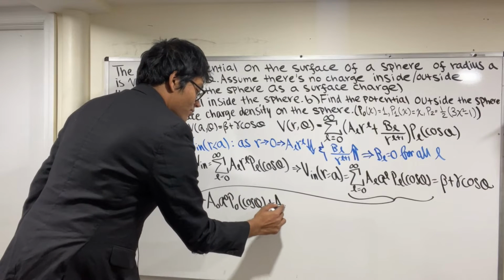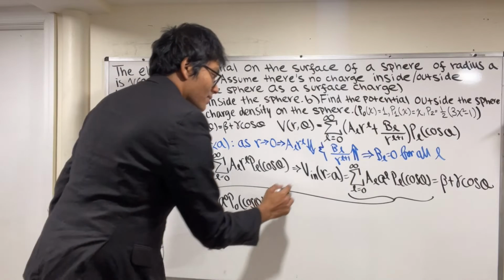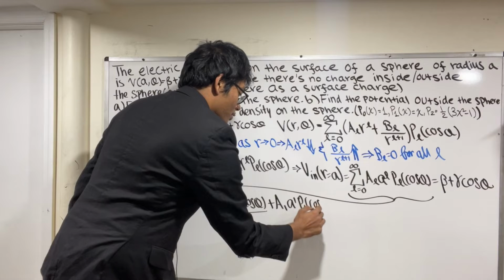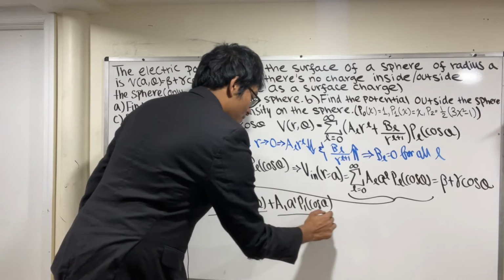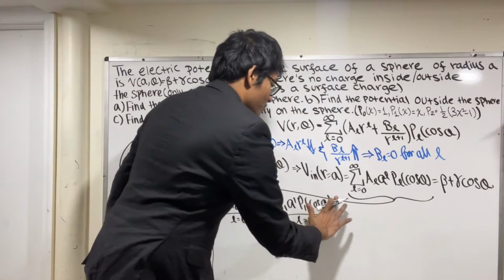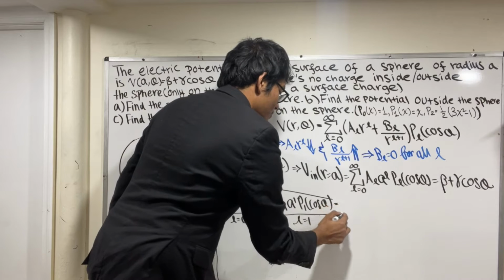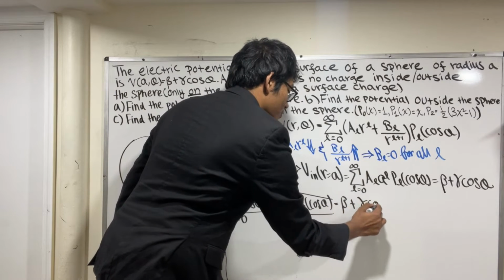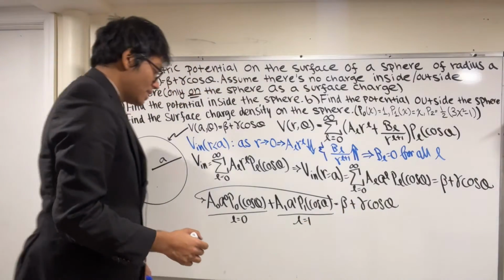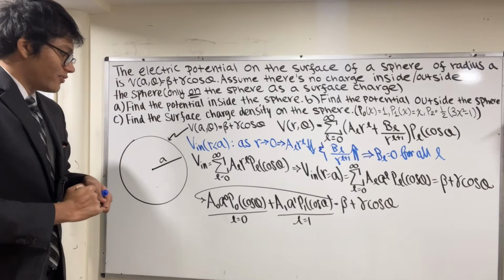Plus, now I'm going to write the L equals 1 term. This is the L equals 0 term. So A sub 1, A to the power of 1, P sub 1 cosine theta. And this is my L equals 1 term. And all of this is equal to beta plus gamma cosine theta. Notice that there are 2 terms here and 2 terms here, so we can set them equal after we simplify a bit.